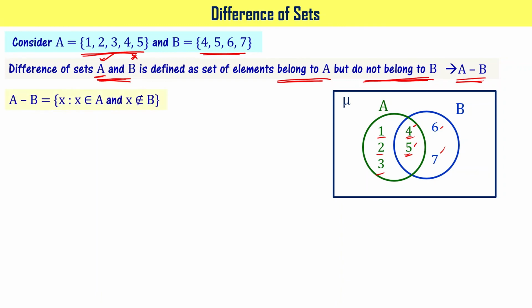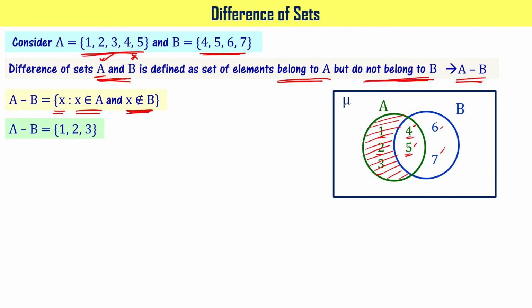That can be written in set builder form as given here. A minus B is a set of elements X such that X belongs to A and X does not belong to B. Please note this, X belong to A and X does not belong to B. Okay, X belong to A but does not belong to B means it is only this part. Okay, you don't want to enter into B. In this part, what you have A minus B, that is 1, 2, 3. Only 3 elements are there, right? A minus B has got elements 1, 2 and 3.